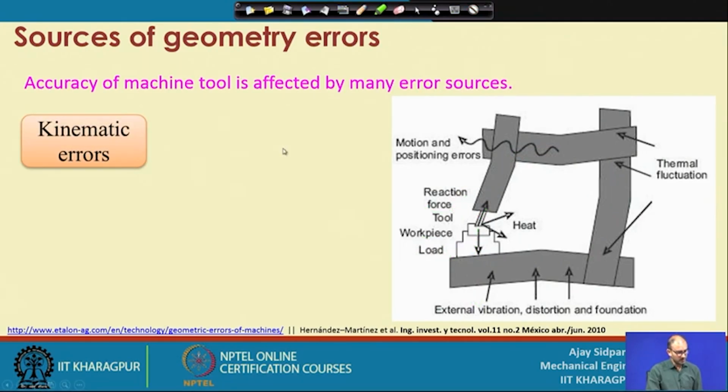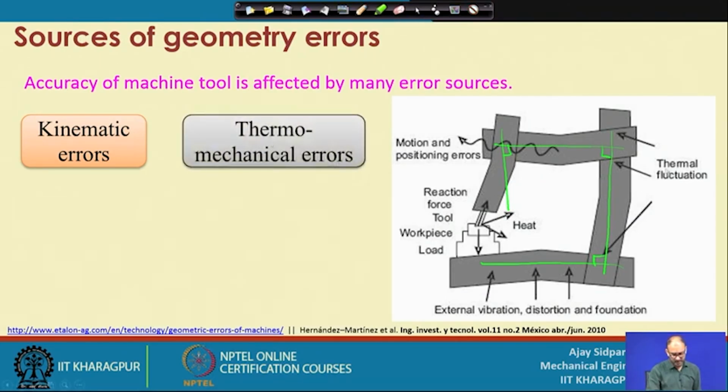So, what are the sources of errors? First is the kinematic errors, that means your axes are not at right angles to each other, which is what is required. So, this should be orthogonal, that is the one thing. Second is thermomechanical error, the temperature effect because of the climate condition and because of the machining operation. These are the two different sources through which you will get a temperature difference within the system.